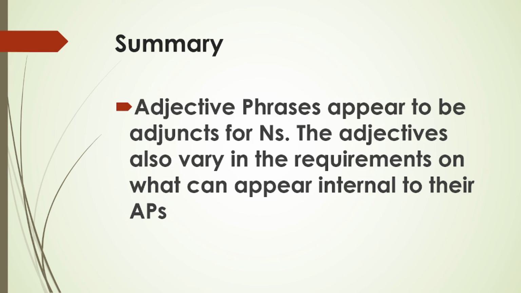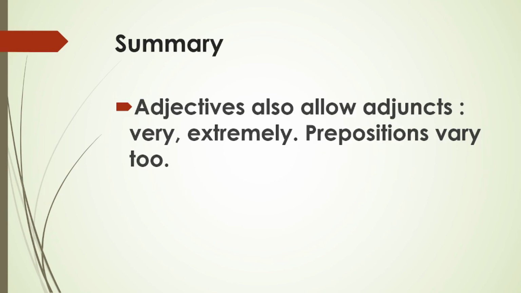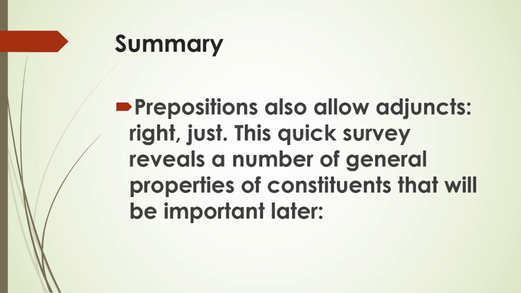So in summary, we could say that adjectives or adjective phrases appear to be adjuncts for N or nouns. The adjectives also vary in the requirements on what can appear external to their APs. So adjectives also allow adjuncts like "very" and "extremely". Prepositions vary too. So prepositions also allow adjuncts.